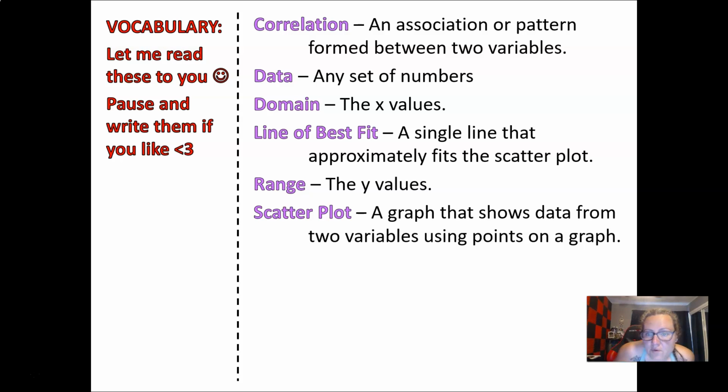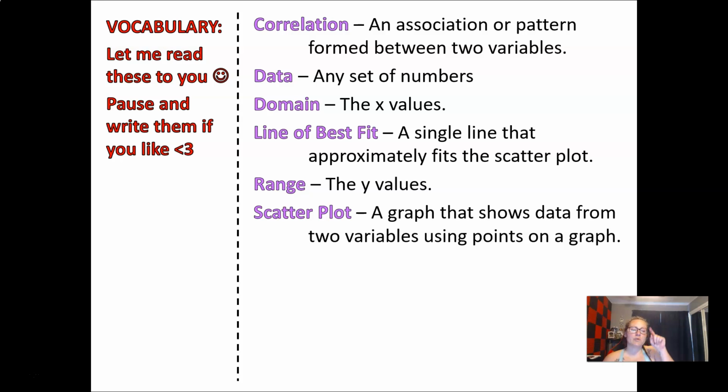Okay, here's some vocab for us, some that we've already looked at. Correlation is an association or pattern formed between two variables. So when they have something connected, they correlate, whether it's a positive correlation, negative correlation, or no correlation. Data is any set of numbers that we're looking at. Our domain are the X values. Your line of best fit, that's what we're going to be looking at today. That is a single line that approximately fits the scatter plot.